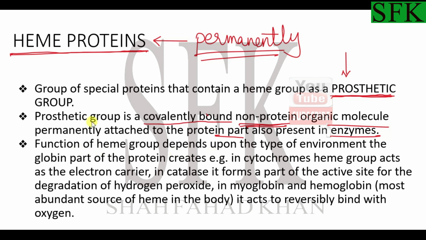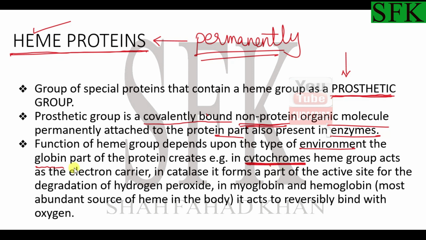The function of the heme group depends upon the type of environment in which it is placed. Okay, the type of environment which is created by the globin part of the protein. It is present in a variety of proteins, and as I told you, those proteins are called heme proteins. Cytochromes are the electron carriers in the electron transport chain in mitochondria, in the cristae of the mitochondria, and they are components of the electron transport chain. They accept electrons and then they transfer electrons, and within the cytochromes it's basically the heme groups that are actually performing the role of accepting electrons.